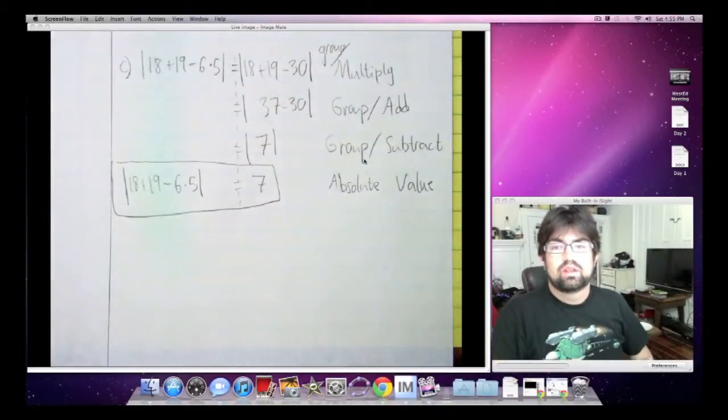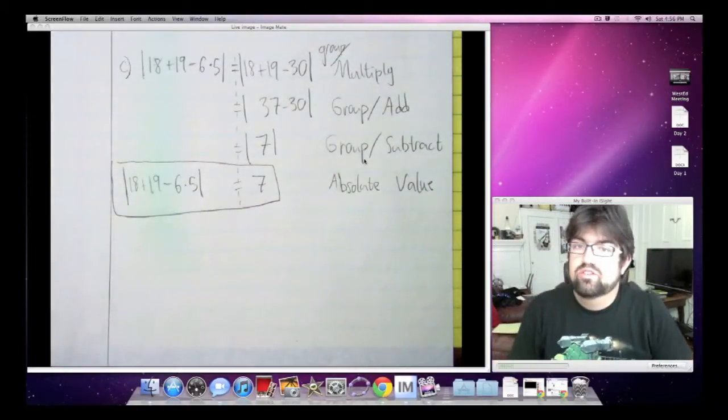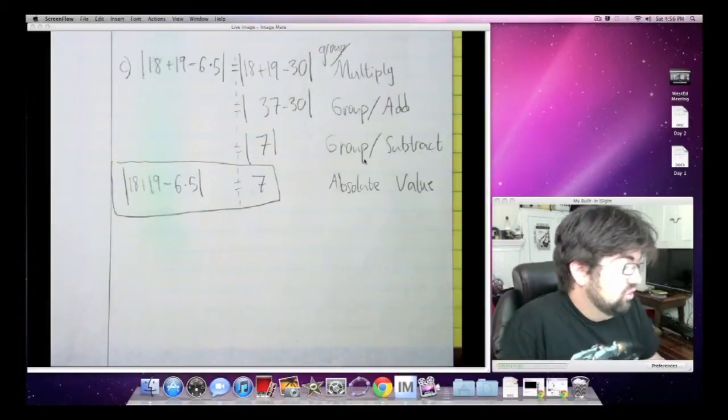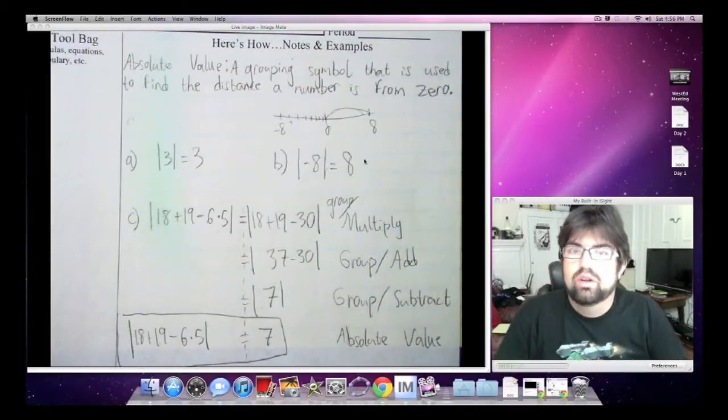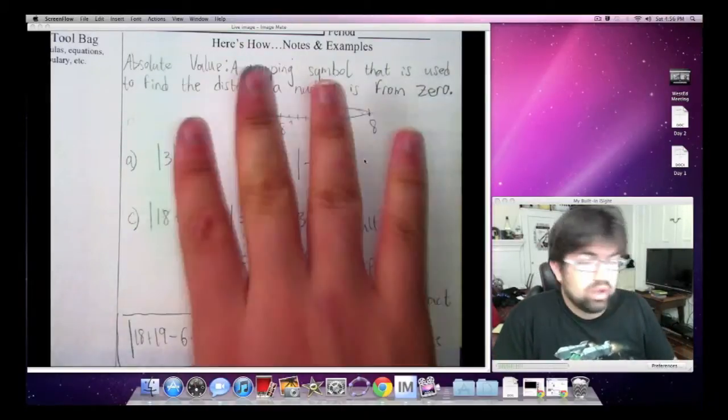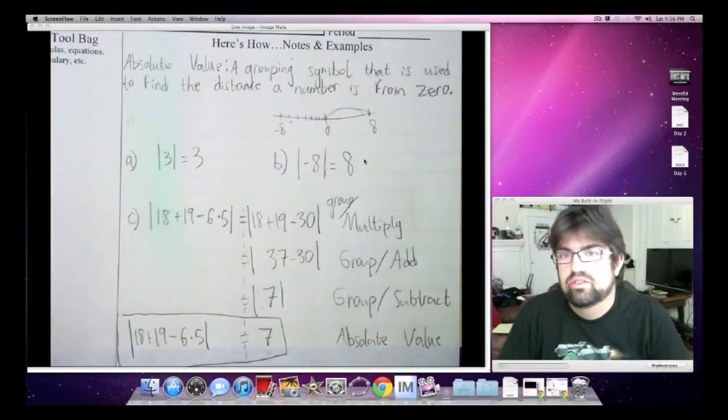Okay? And that's it for this lesson. Absolute value is a really neat thing. We're going to use it here and there throughout the year. It's a really big issue for Algebra 1. So you really want to know what it means this year.